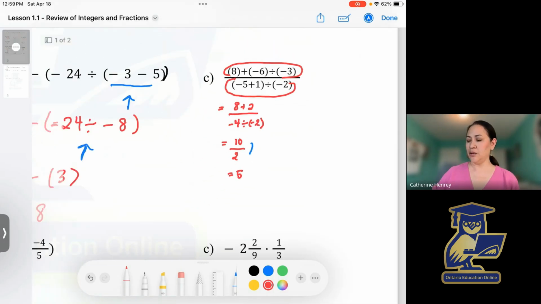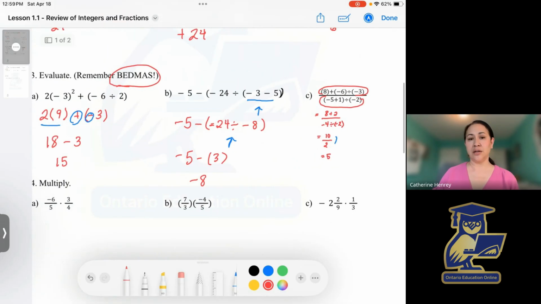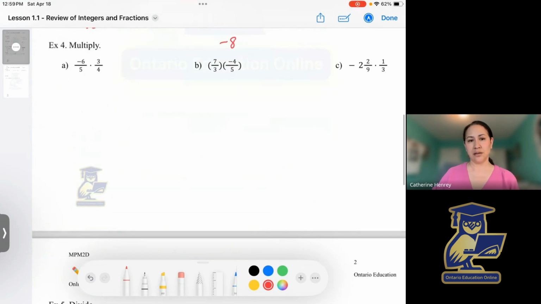Okay, so in those examples, don't forget to evaluate the top of the fraction, then the bottom of the fraction, and then simplify the division at the end. So let's take a look at multiplying fractions.